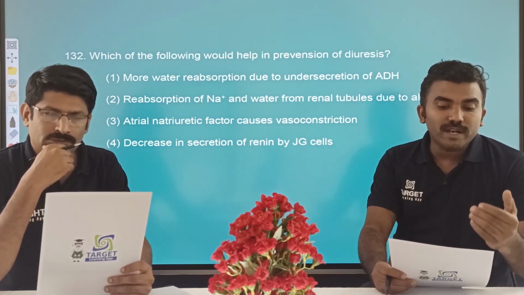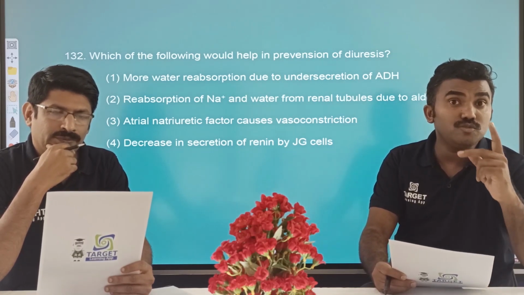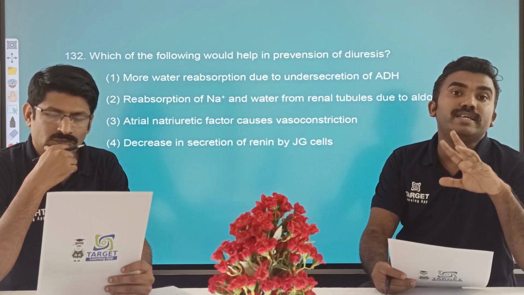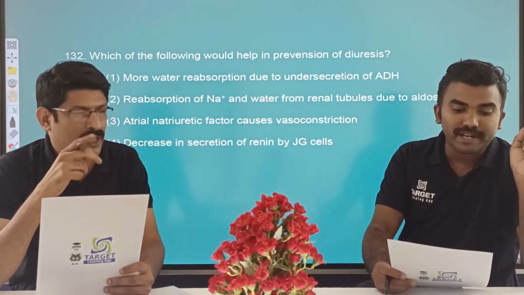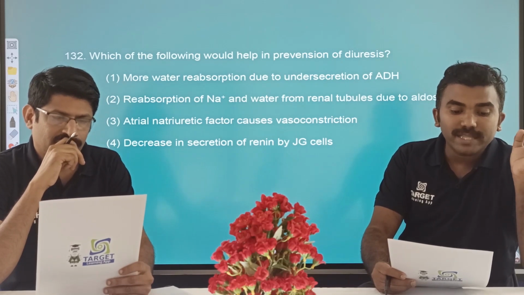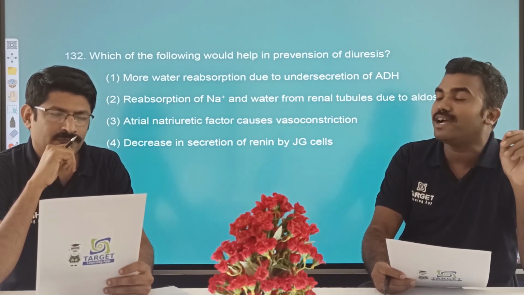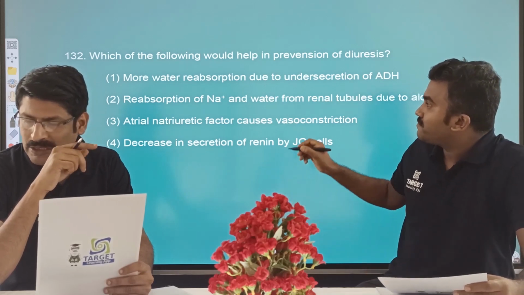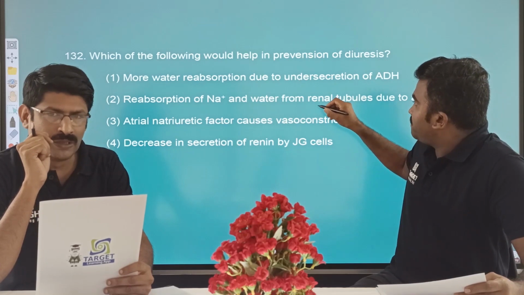Which of the following would help in prevention of diuresis? Only prevention of diuresis was asked. It is a correlated question between the chapters excretory products and their elimination as well as chemical coordination. The answer is the second one, reabsorption of sodium and water from renal tubules due to aldosterone. That is page number 336 and 297, two pages.